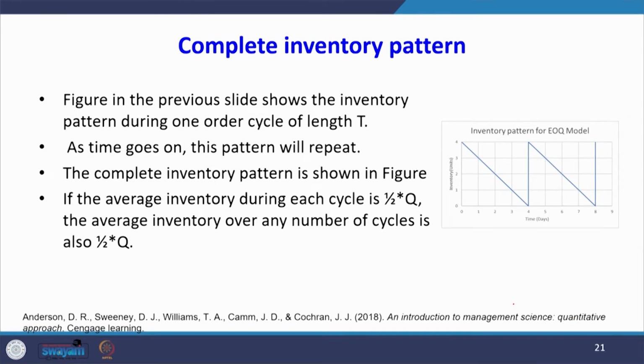Now, we will discuss the complete inventory pattern. Previously, it was done for only one cycle. The figure in the previous slide shows the inventory pattern during one order cycle of length T. As time goes on, this pattern will repeat. You see this is pattern 1 and pattern 2. So, this figure shows the complete inventory pattern. If the average inventory during each cycle is Q by 2, the average inventory over any number of cycles is Q by 2. So, over here also it is Q by 2.